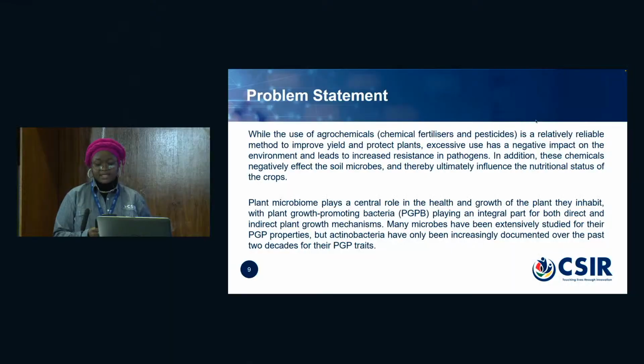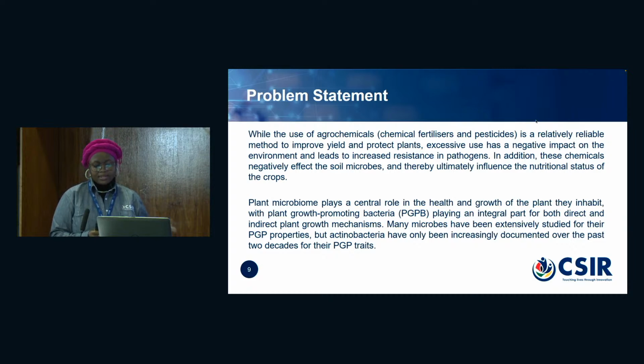While the use of agrochemicals is a relatively reliable strategy for improved crop yield and protection, overusing them can have a negative impact on the environment and leads to increased pathogen resistance. Additionally, these compounds have a detrimental impact on the soil microbes, which ultimately affects the crop's nutritional status.